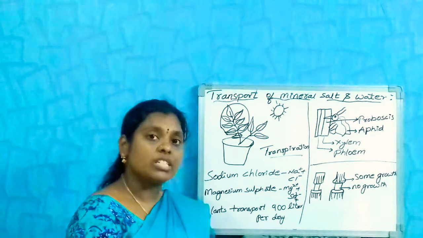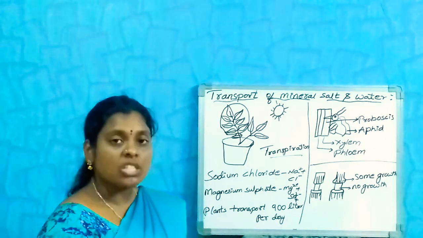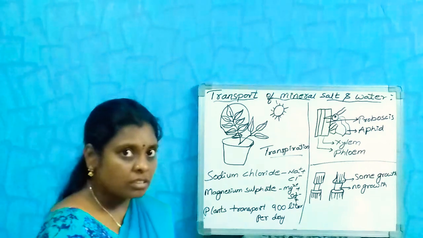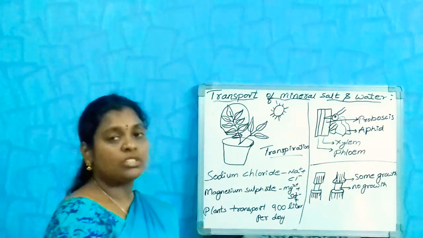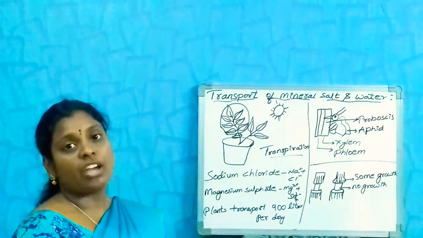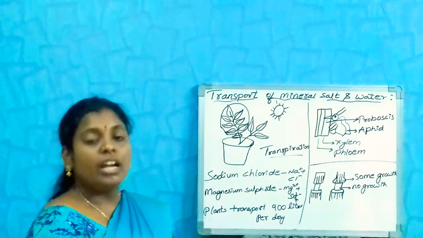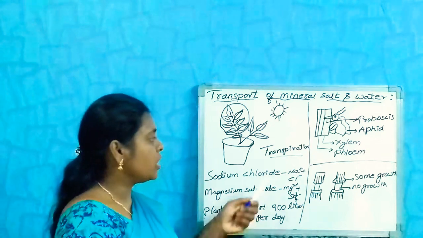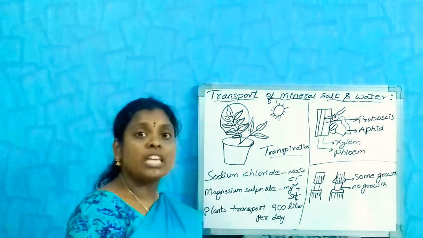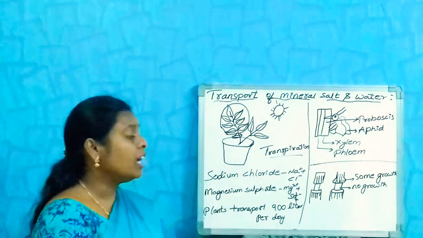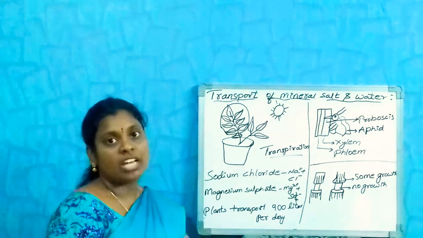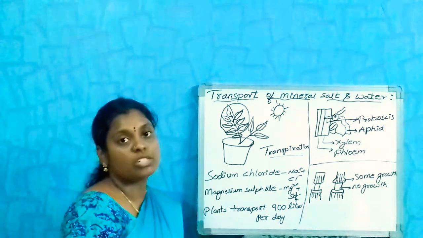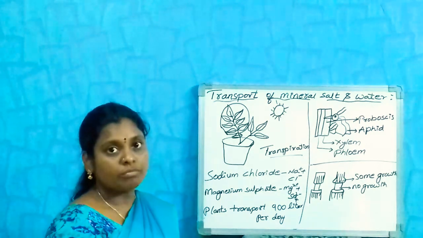So whatever salts are present in the soil are in the ionic form. For example, sodium chloride: if you see Na plus and Cl minus, here Na, sodium, is the positive ion with the Cl minus. Same as magnesium sulfide, you can also see both the ions.